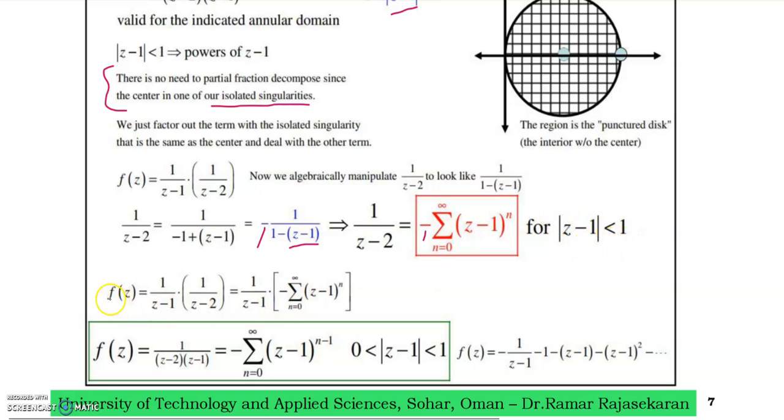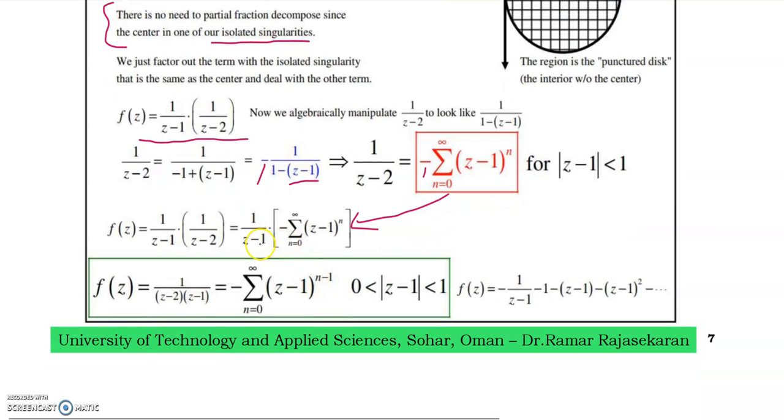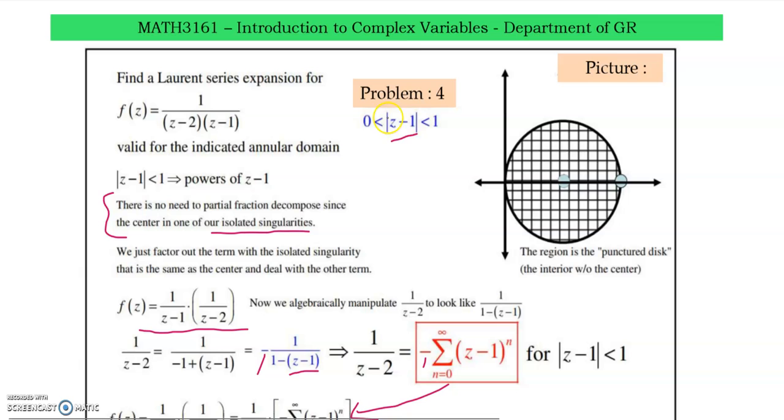Now here, what is f of z? f of z is this. 1 over z minus 1 we already have. For 1 over z minus 2 only we are writing this summation. So for 1 over z minus 2 we replace this. So this is equal to 1 over z minus 1, we write this here, and then we can multiply z minus 1 inside the summation, so that minus sigma n equals 0 to infinity, z minus 1 whole power n minus 1. So this is the Laurent series of the given function in the region 0 less than mod z minus 1 less than 1. That's it.